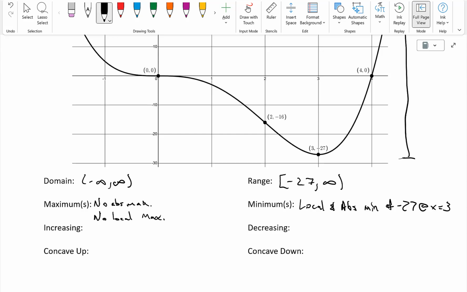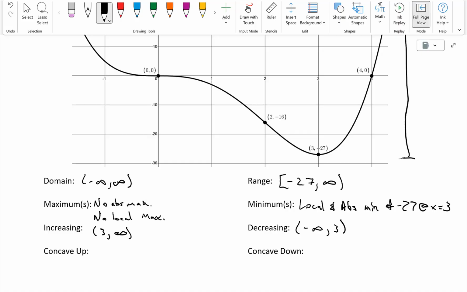For increasing, we're looking for the graph to move up as we go to the right. We can see that happening from that valley at 3 off to infinity. For the function to be decreasing, we're coming down as we move to the right. That's that whole left side of the graph from -infinity all the way over to 3.